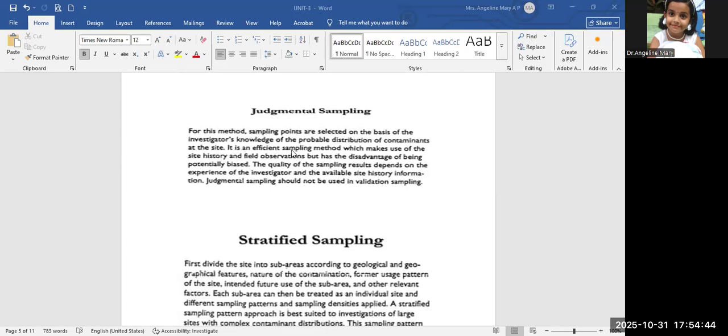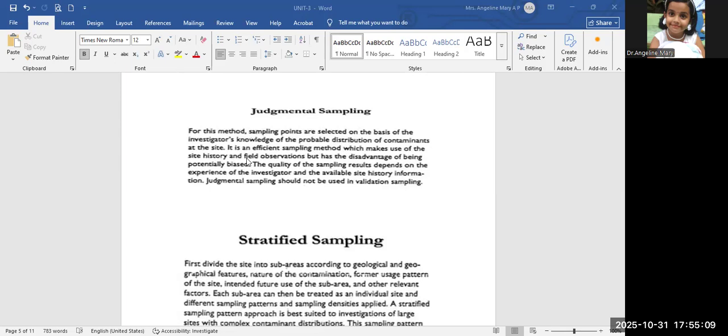It is an efficient sampling method which makes use of the site history and field observation, but has the disadvantage of being potentially biased. The main advantage is that we can easily observe and go through the history of the area, since we can find the history from the old days.